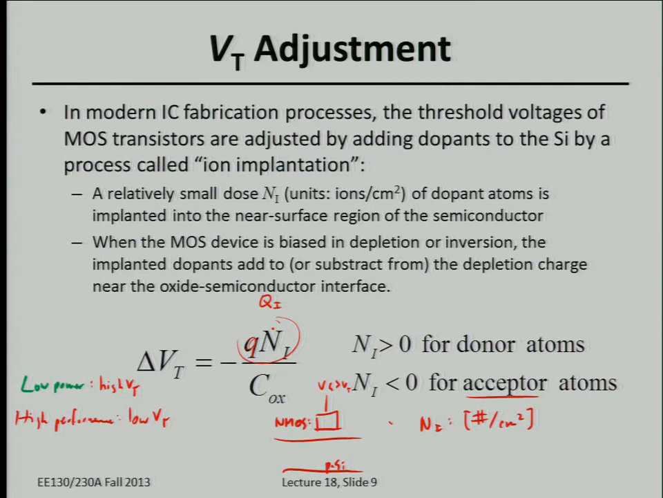Conversely, if we make the surface of the silicon less P-type, that means we should add some donors, so Na minus Nd is smaller. If we add donors, then that will decrease the threshold voltage, because it makes the surface less P-type. So delta VT is negative if you add donors. In practice, this is how we adjust or fine-tune the threshold voltage.